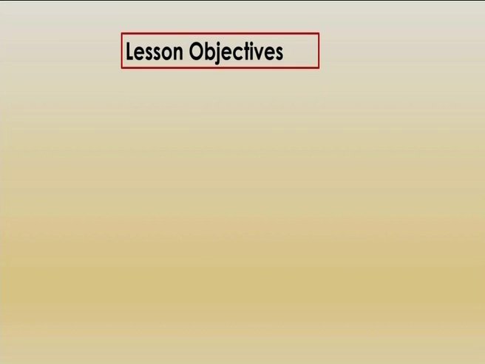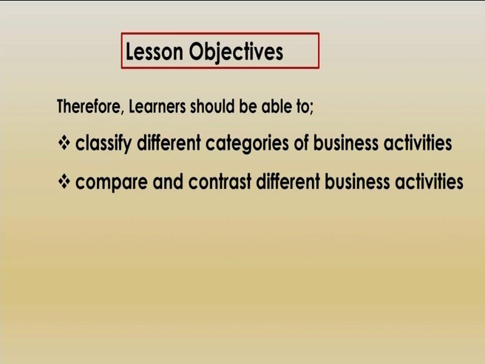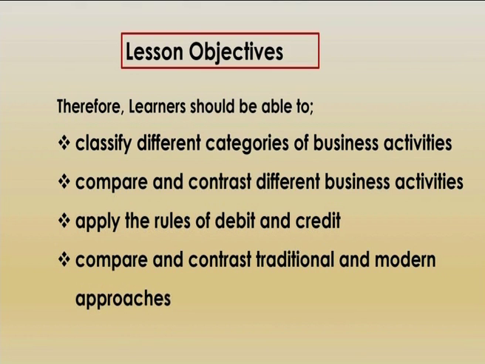Lesson objectives. At the end of these lessons, the learners should be able to: 1. Classify different categories of business activities. 2. Compare and contrast different business activities. 3. Apply the rules of debit and credit. 4. Compare and contrast traditional and modern approaches.